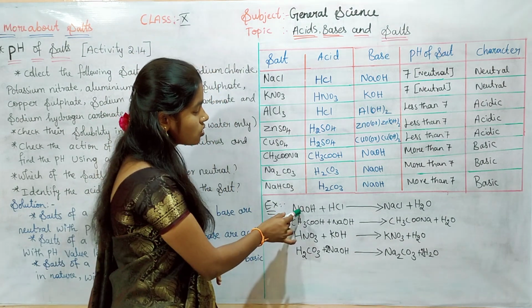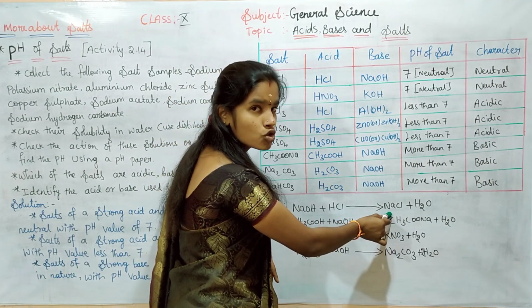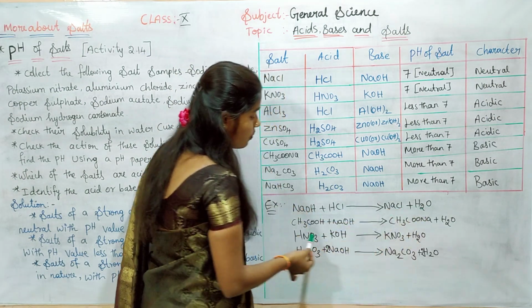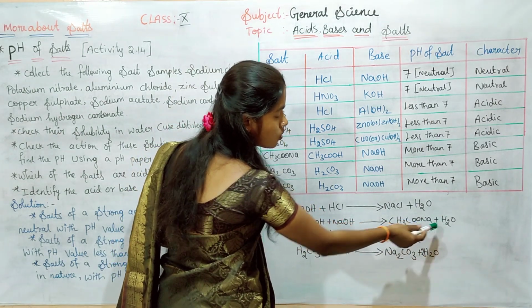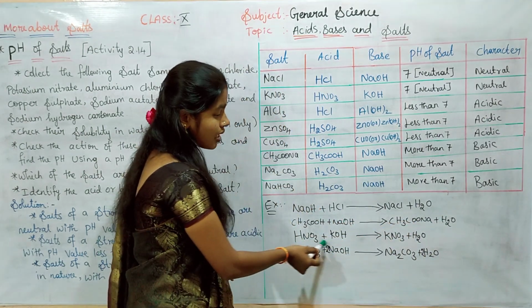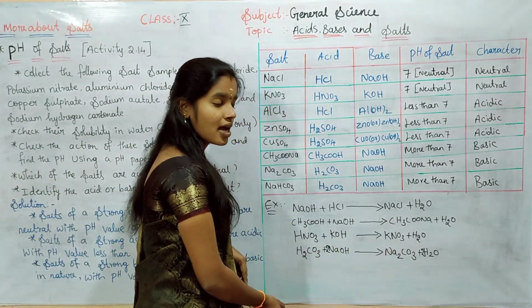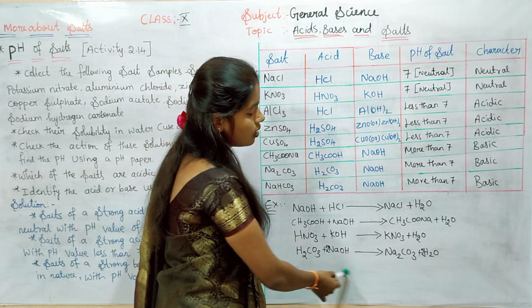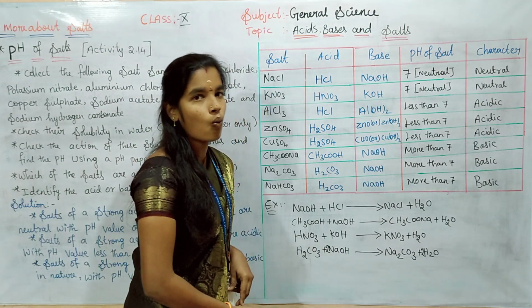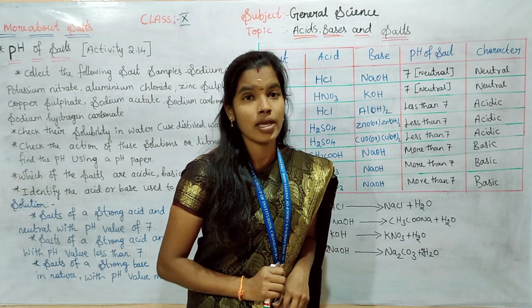Okay, so you can see here sodium hydroxide reacts with hydrochloric acid. It forms the corresponding salt plus water, sodium chloride and water. Acetic acid reacts with sodium hydroxide, we will get sodium acetate plus water. And HNO3 reacts with potassium hydroxide. It forms potassium nitrate and water. And carbonic acid reacts with sodium hydroxide, we will get sodium carbonate and water. Okay, next we should check their pH range.